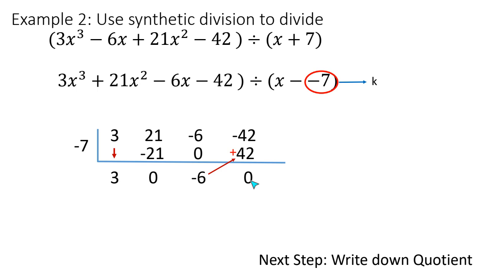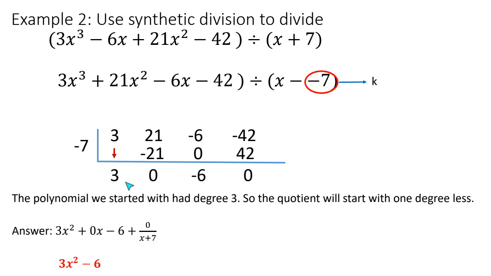So whenever you get a remainder of 0, that's always going to be a good thing in the next section, which we'll see next week. But the quotient, we had an x cubed, so we're going to start with x squared. So we're going to have 3x squared. Okay, there's no x, so I leave it as 0x, and then you have your minus 6. So my quotient is 3x squared minus 6.